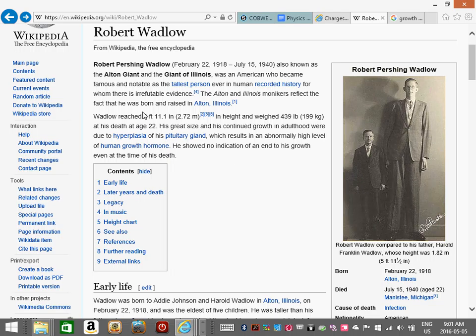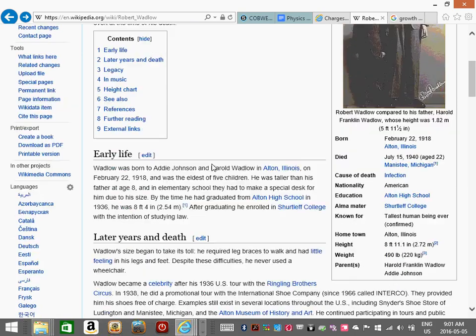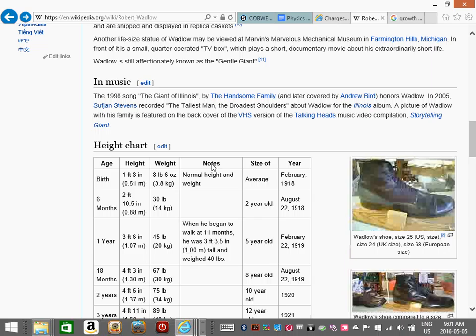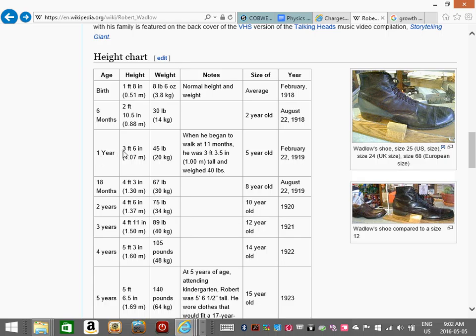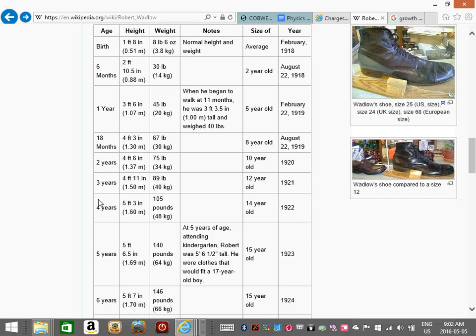What you'll notice is that he had an issue with his pituitary gland, where he had really high levels of human growth hormone. Then I looked further down, and I didn't realize that they had all of this information about his actual height at different times in his life. For example, he seemed pretty normal when he was born, 8 pounds, 6 ounces. It's a little bit big, but nothing abnormal. But then look at the numbers: at a year, he was already 3'6", 45 pounds.